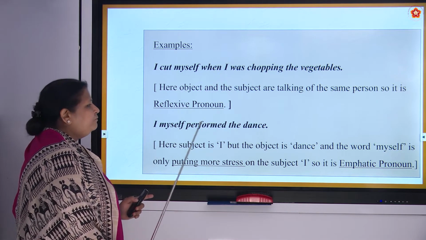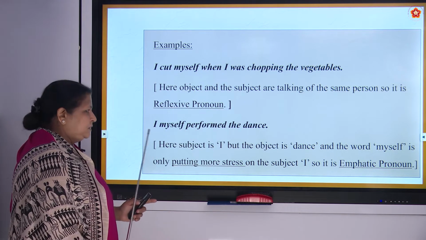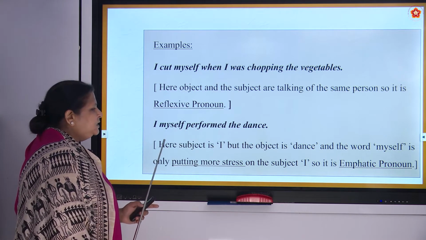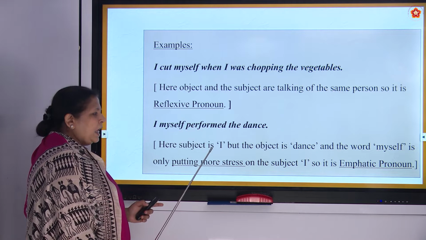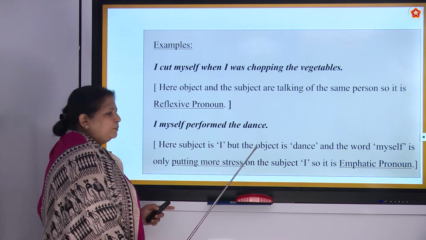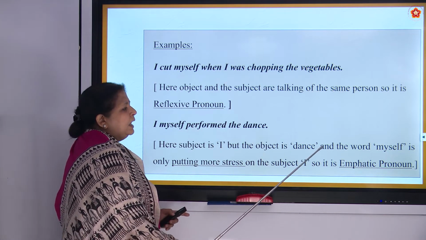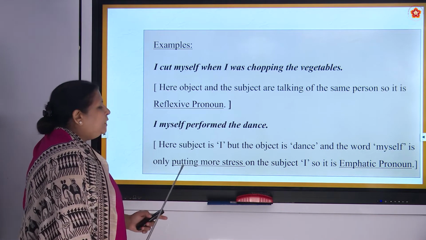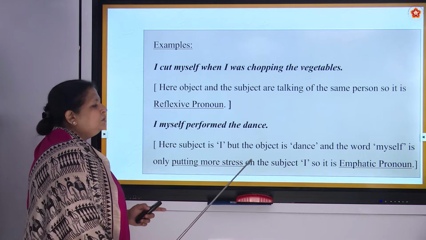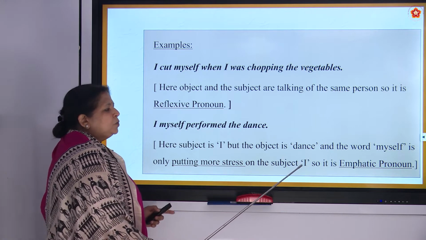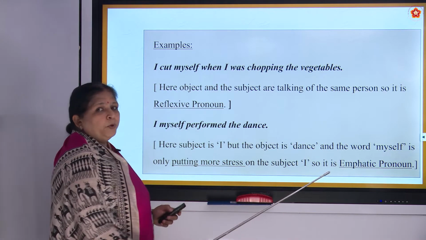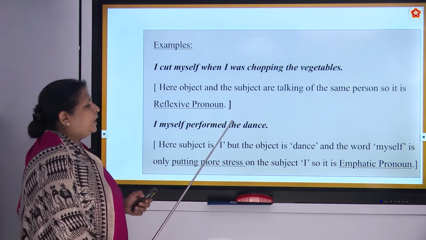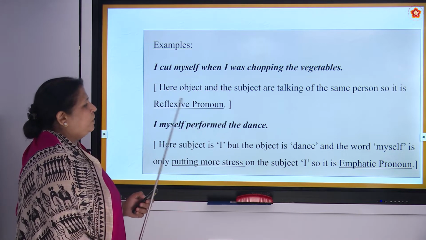I myself performed the dance. In this sentence, the subject is I, but the object is dance, and the word myself is only putting more stress on the subject I. So it is an emphatic pronoun. Yes, it's very clear. I hope all of you have understood.